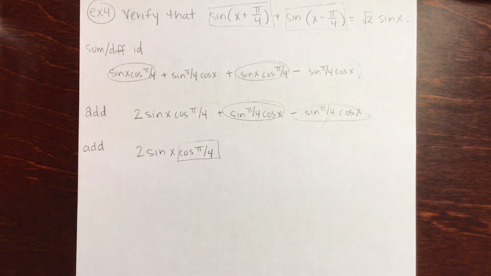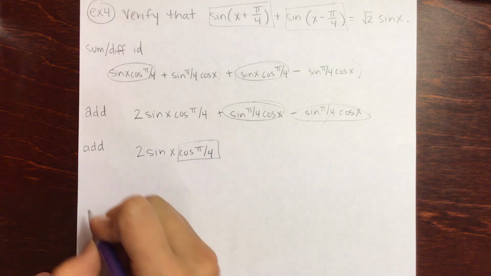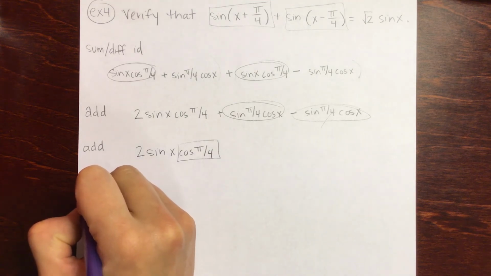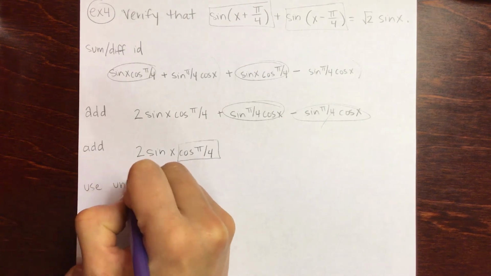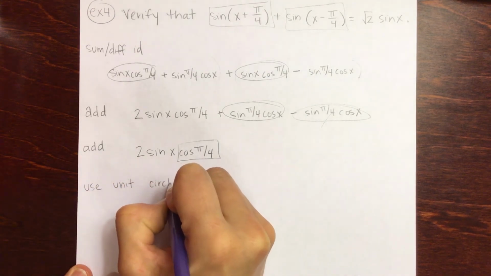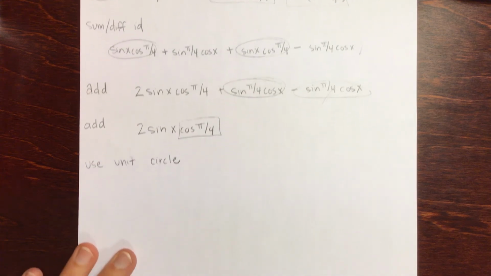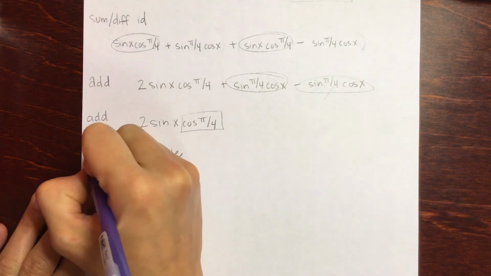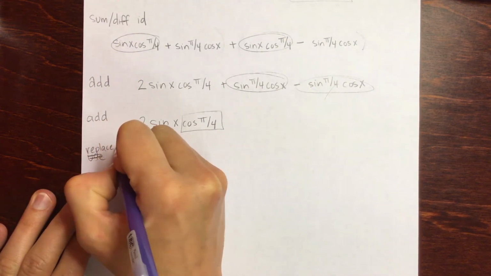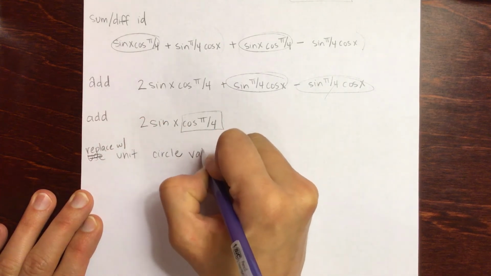So I don't know what wording Alex is going to use for this. I am just going to say, use your unit circle or replace it with its unit circle value. That's probably a better description. Replace with the unit circle value.